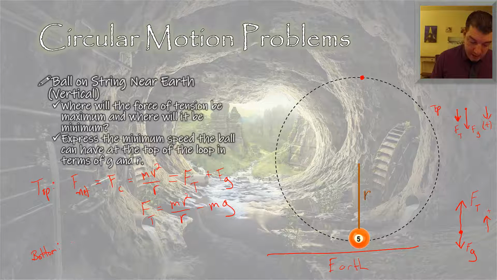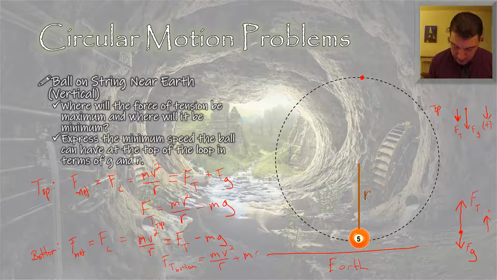That means that net force, or the centripetal force, is going to equal mv squared over r, and that's going to equal the positive force, which is the force of tension, plus the negative force, or minus the force of gravity. Again, I'm trying to get force of tension by itself, so I add mg to both sides. So we see at the top, it was mv squared over r minus mg. At the bottom, it's going to be mv squared over r plus mg.